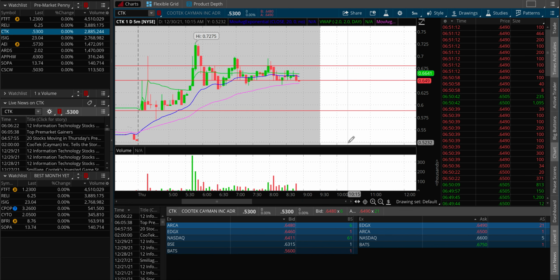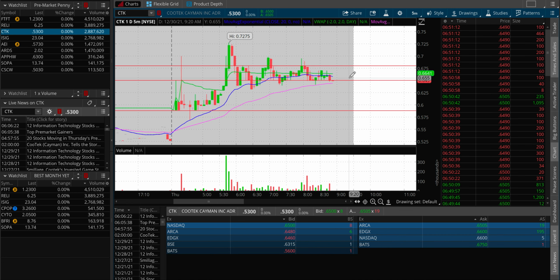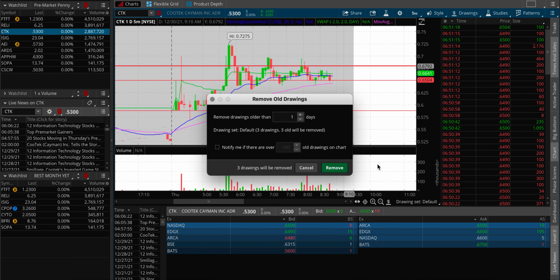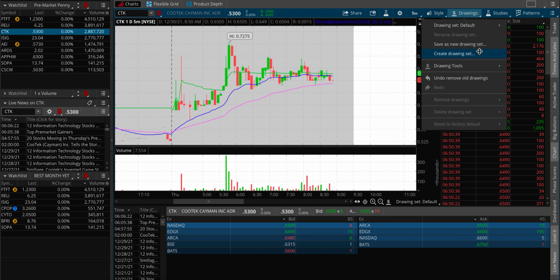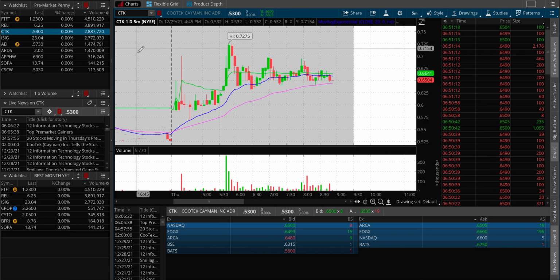CTK. I love this chart. It's just bouncing around, and maybe I don't love it because I don't love cheap stocks, but we can chart it. And this level here is obviously key. Rejection, rejection, rejection. This one has a lot of consolidation there.